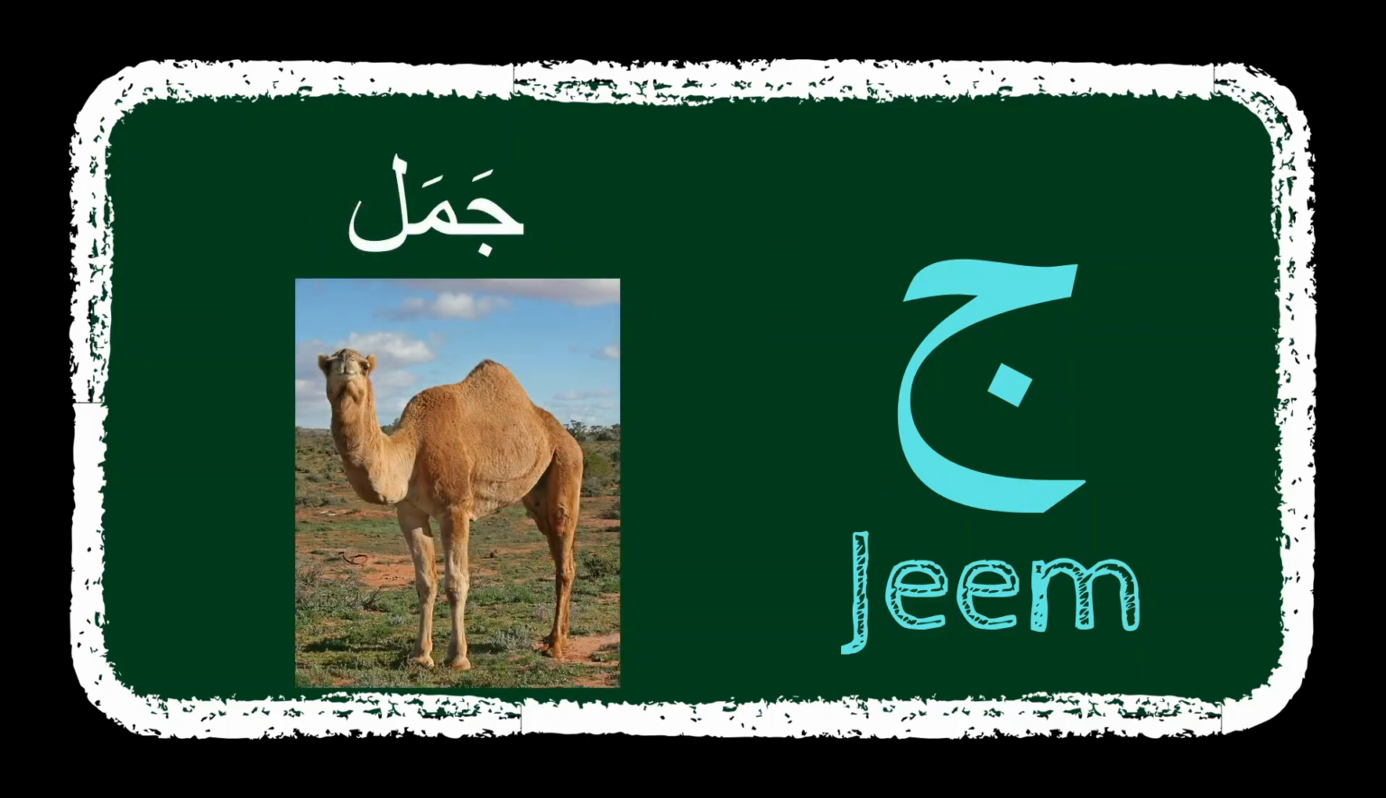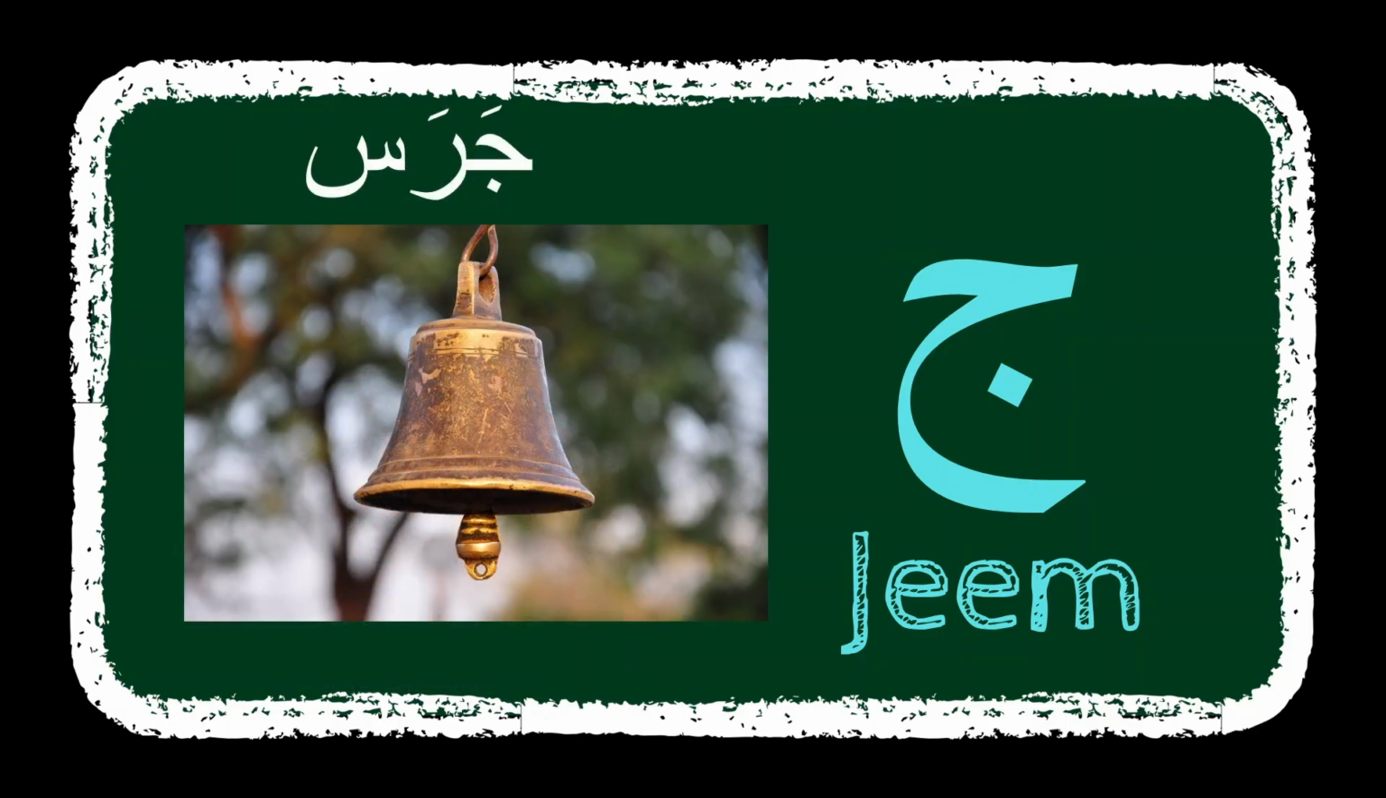Now let's start with the examples. This one here is ja, jamal, jamal, which means a camel. The next one is ja, jaras, jaras, which means a bell.